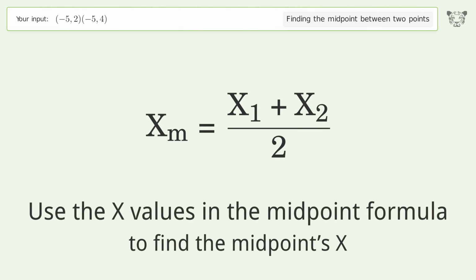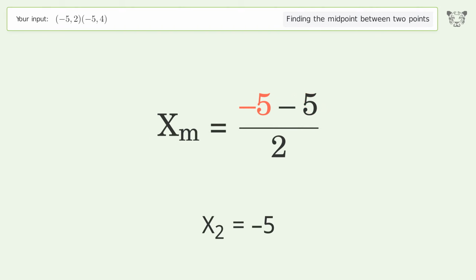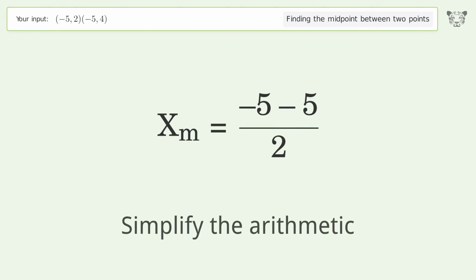Use the x values in the midpoint formula to find the midpoint's x. x1 equals -5. x2 equals -5. Simplify the arithmetic.